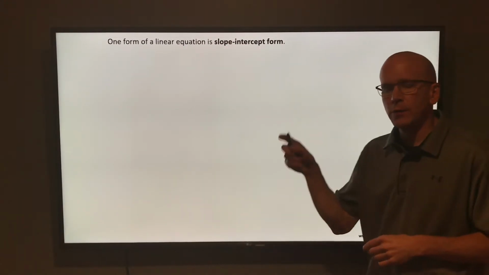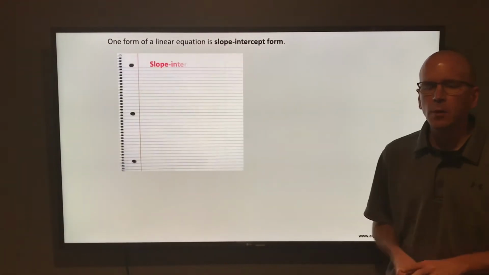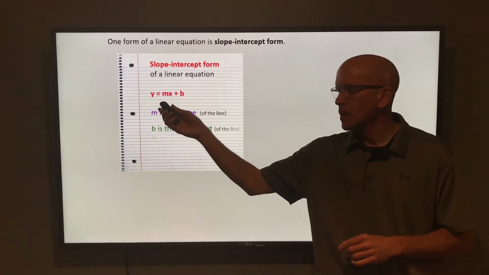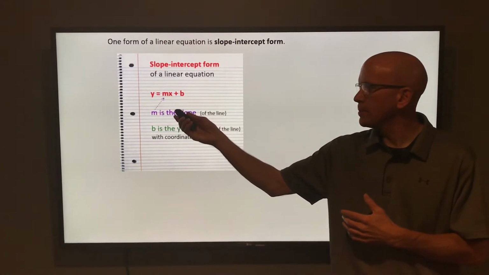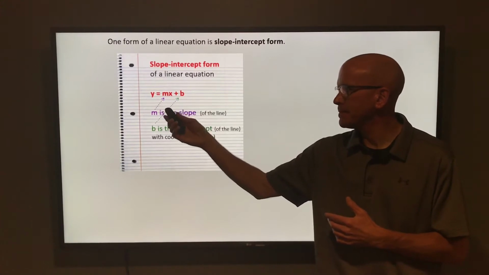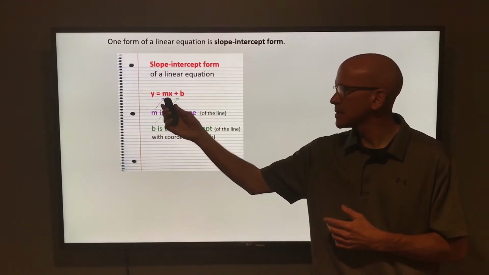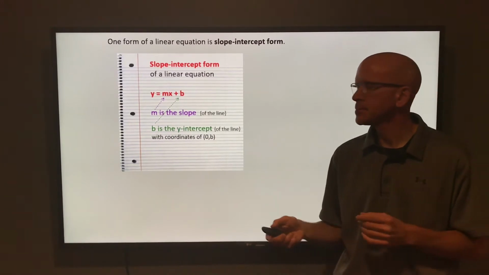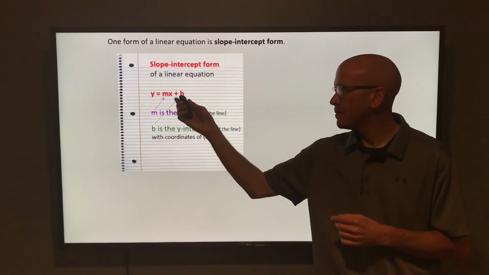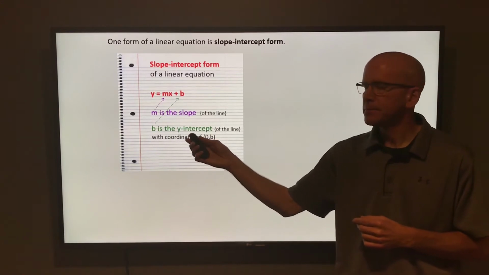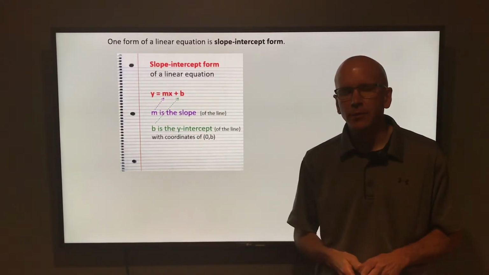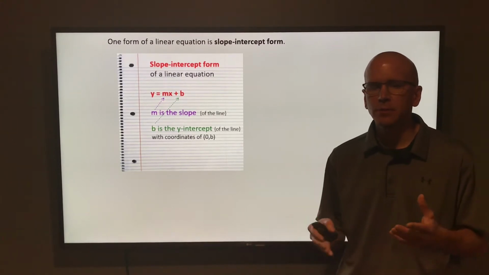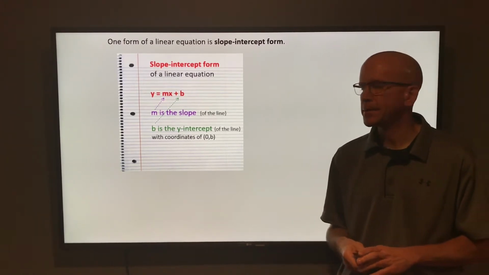One form of a linear equation is slope-intercept form. Slope-intercept form is y equals mx plus b. When you have a linear equation in this form, y equals mx plus b, the number in front of the x, in this case the m, is the slope of the line. It's the rate of change. b is the y-intercept. That b will be a constant term. It's where the line crosses the y-axis. It's a constant term because there is no variable attached to it.